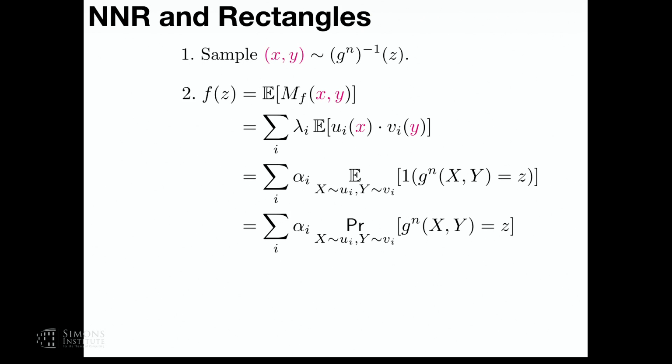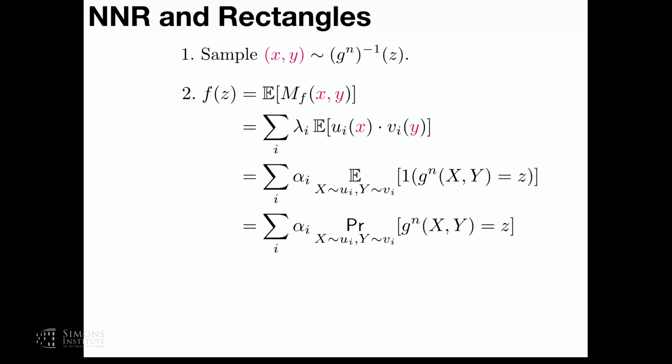And let's look at f of z. Since the output of the gadget on every one of these points is exactly z, the expected entry of the matrix under this distribution is also f of z. By linearity of expectation and using the factorization representation I had before, I can move the expectation inside. All of this is very straightforward, but we'll end up with something very nice in a minute. So we are looking at the summation of lambda_i times the expectation of u_i of x and v_i of y, where x, y are being sampled from this joint distribution.